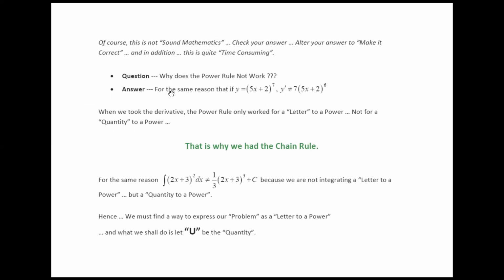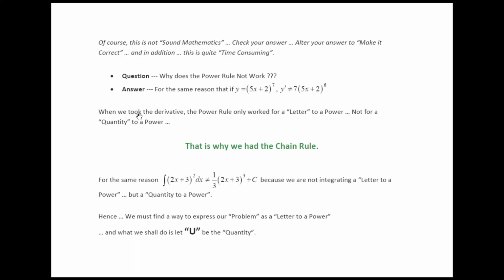And our answer is, for the same reason the power rule did not work when you took the derivative. If you recall, if you had something like y = (5x + 2)^7, we tried taking the derivative and saying, is it 7 times (5x + 2)^6? And we discovered it was not. And that's where we came up with the chain rule.